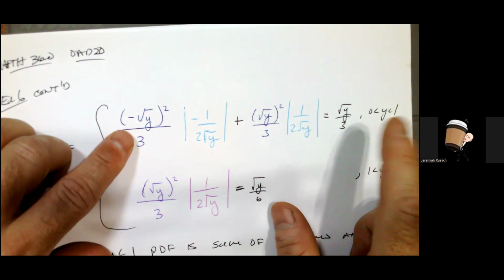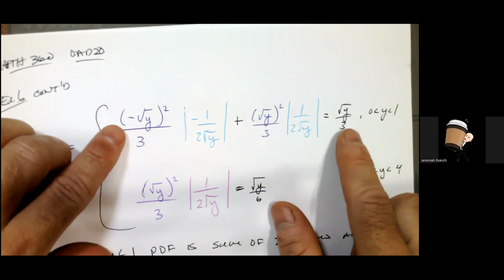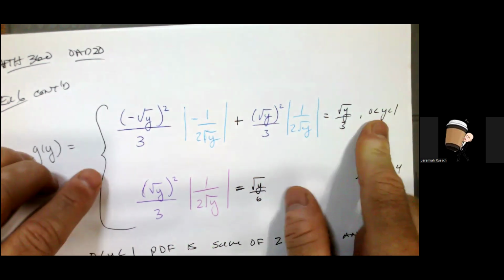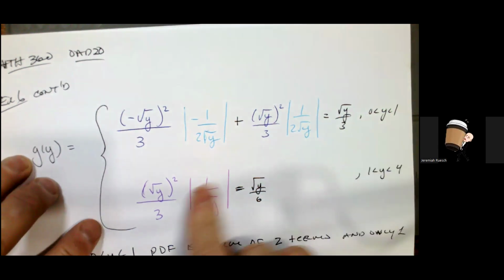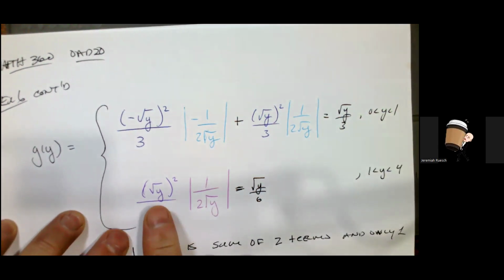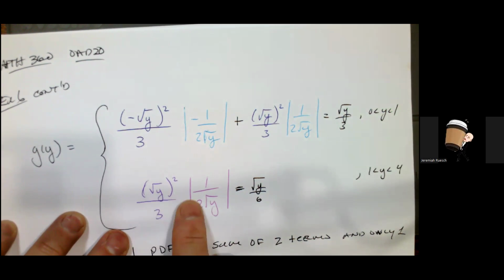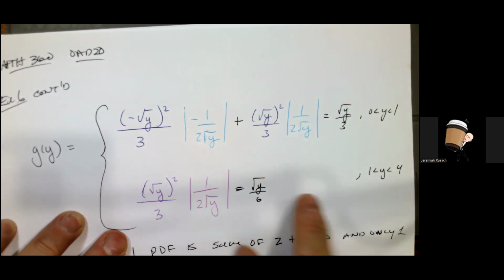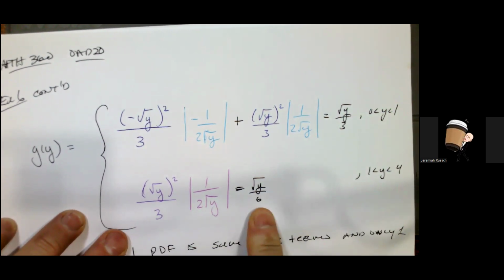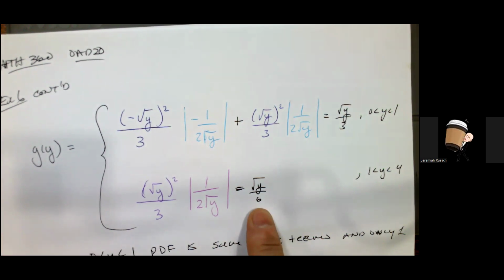This gives us, for the 2 to 1 branch, square root of y over 3 for y from 0 to 1. And correspondingly, we get the transformation for y on the branch from 1 to 4, which simplifies to the square root of y over 6.